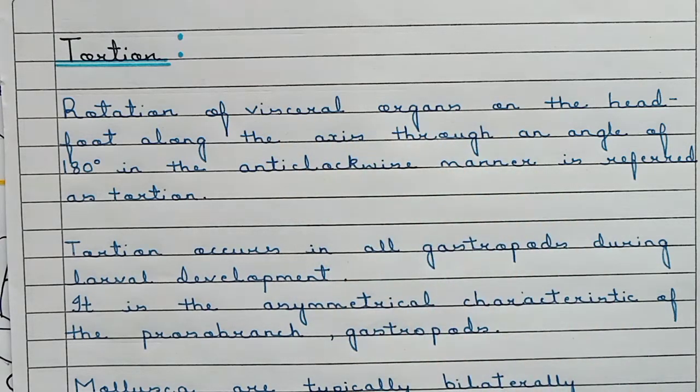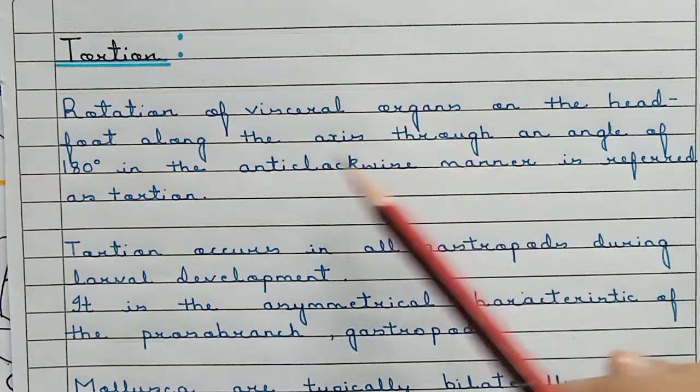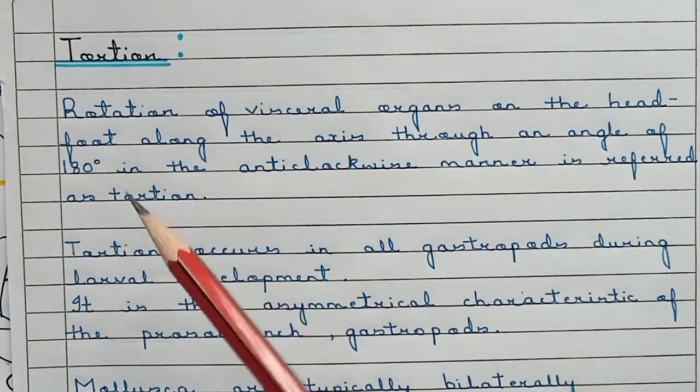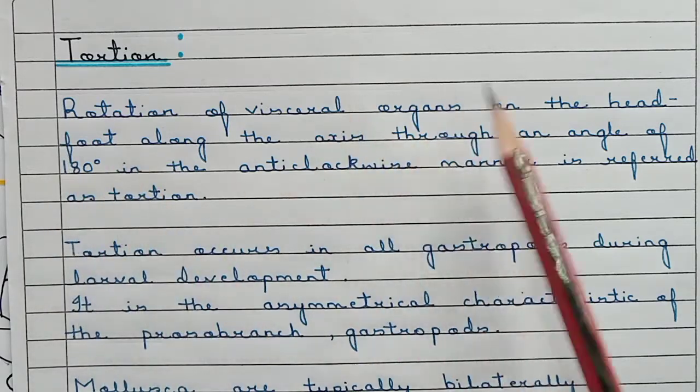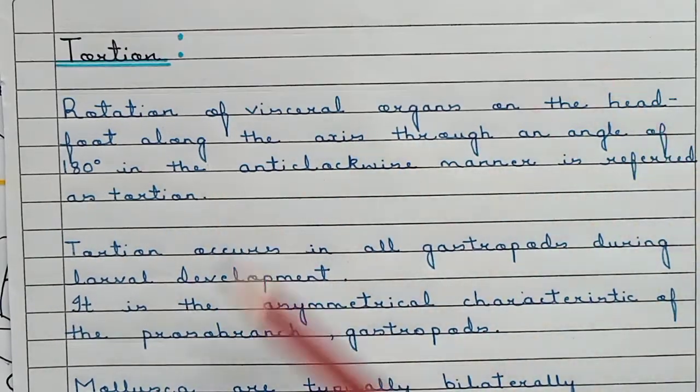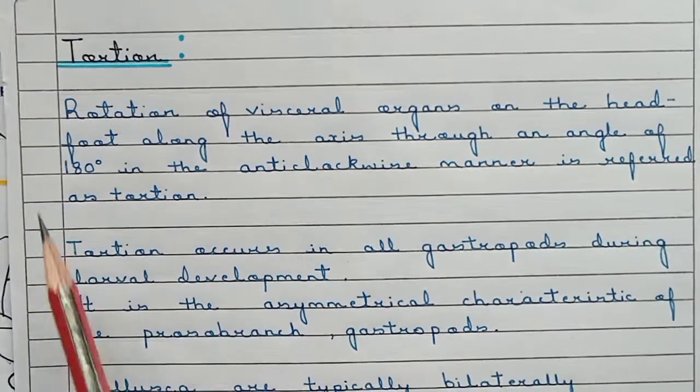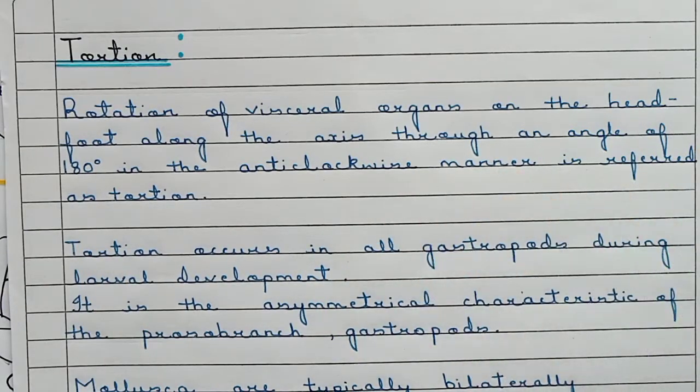What are the visceral organs? Visceral organs are the vital organs in the mollusk's body. The visceral mass contains all the vital organs, the whole organ system. What happens in torsion is a rotation of the visceral organs on the head-foot along the axis through an angle of 180 degrees in the anti-clockwise manner. So torsion is basically rotation of the visceral organs up to 180 degrees in the anti-clockwise manner.